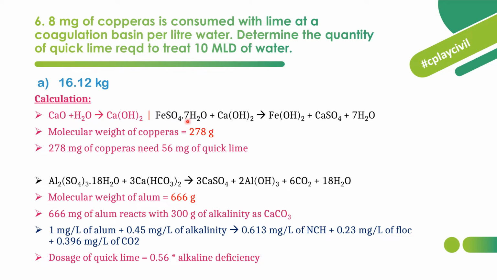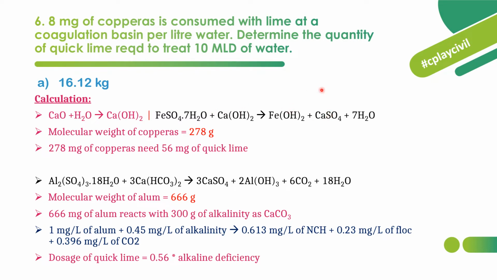First we should be aware of the equations involved in this Copperas coagulation. Copperas is ferrous sulfate, hydrated ferrous sulfate, FeSO4 7H2O. Calcium hydroxide on reacting with Copperas gives ferrous hydroxide plus calcium sulfate, with water as the byproduct. Calcium sulfate is the non-carbonate hardness, so this contributes to permanent hardness that needs to be removed further.